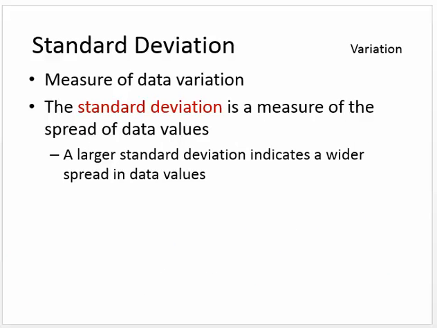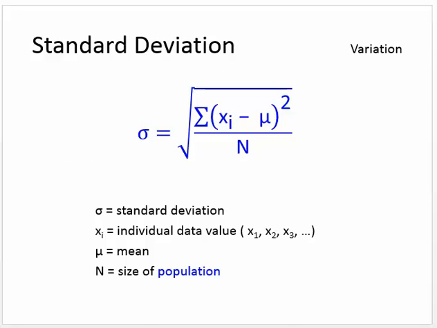Okay, standard deviation. This is one we use quite a bit. It's the measure of the data variation. A larger standard deviation indicates a wider spread in data values. Well, here's the equation. Let's go back to what we learned earlier. This little symbol right here means take the sum. This little symbol right here means all the data values. That one right there meant mean.